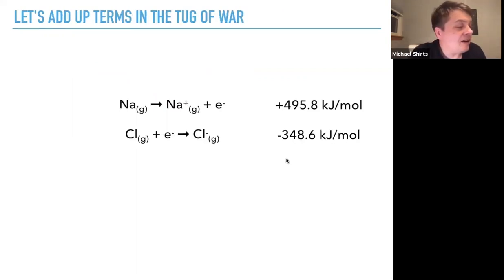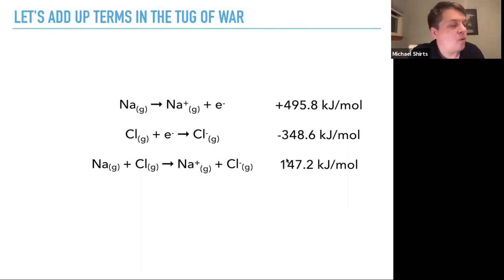And the electron affinity of chlorine is about minus 349 kilojoules per mole. Wait a second, that's 147 kilojoules per mole. That electron doesn't actually want to jump. What gives? We know that sodium chloride forms. If you have sodium and you have chlorine gas, those are quite reactive. You get sodium chloride. What's going on here?